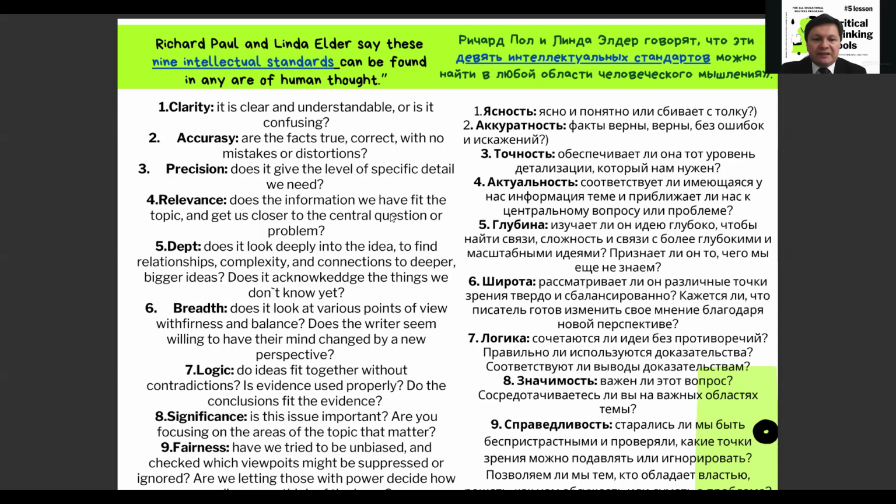Number 6, breadth. Does it look at various points of view, with fairness and balance? Does the writer seem willing to have their mind changed by a new perspective?